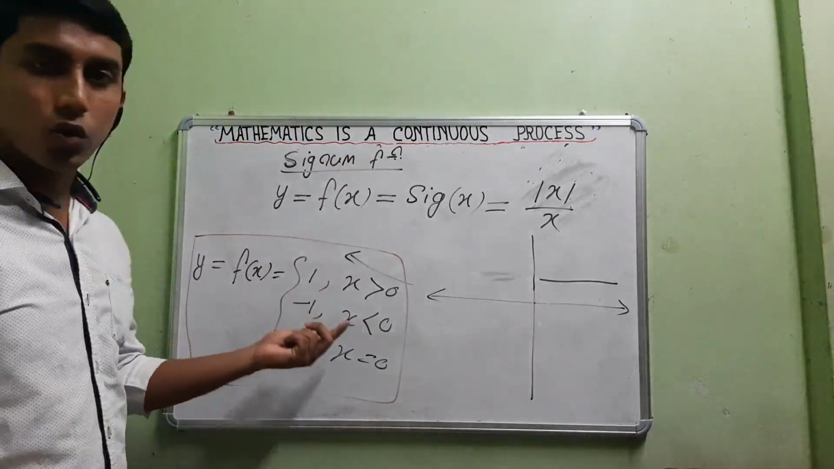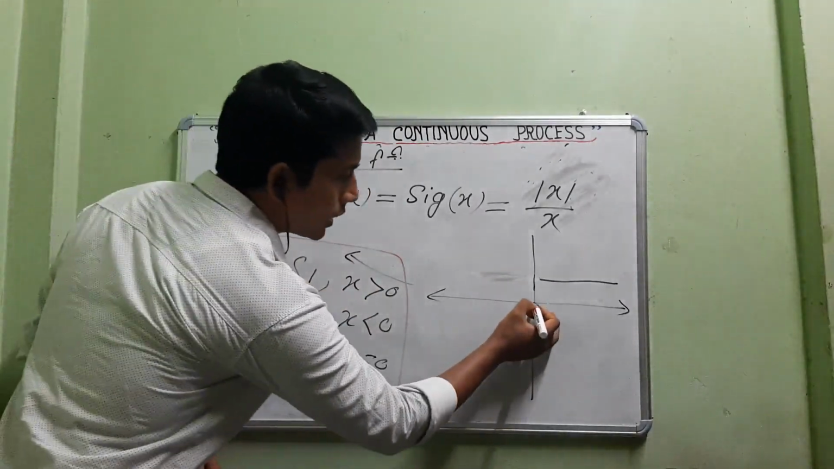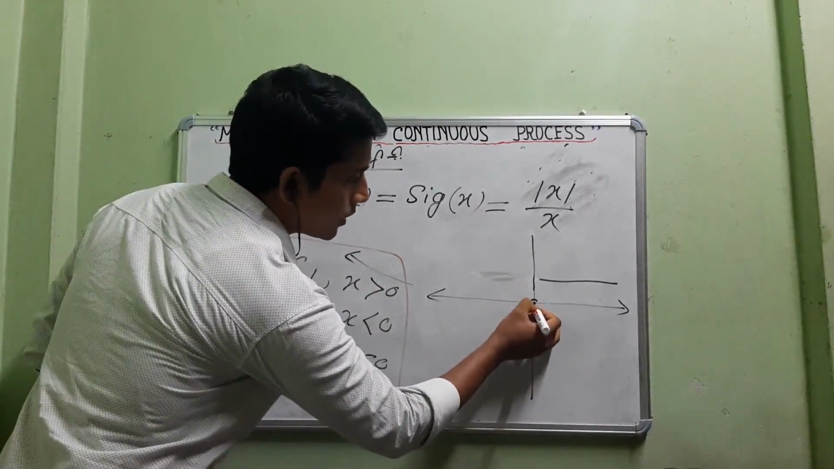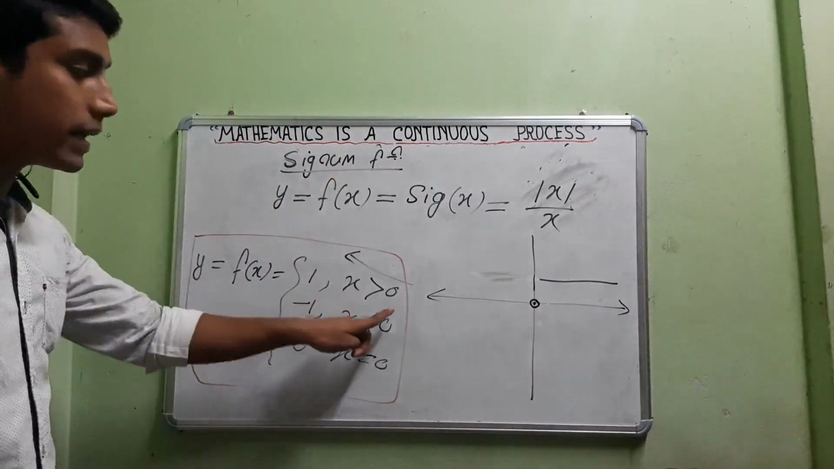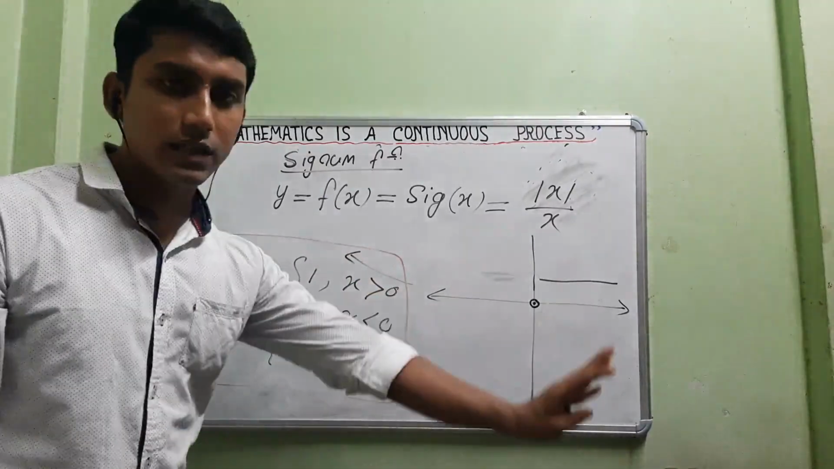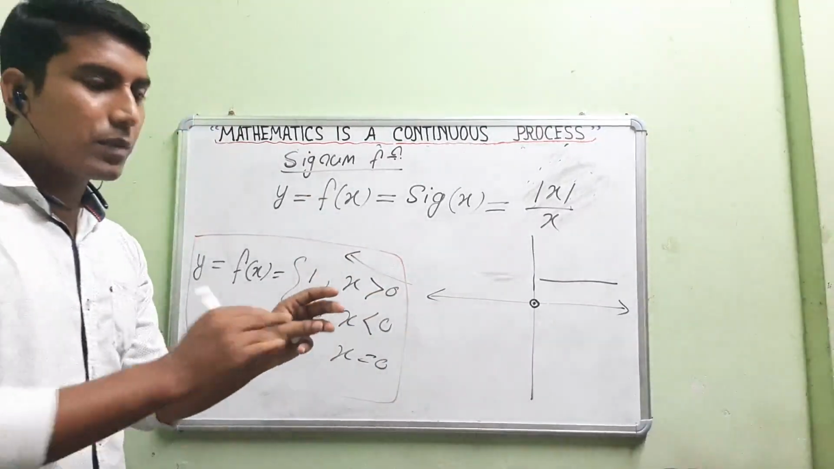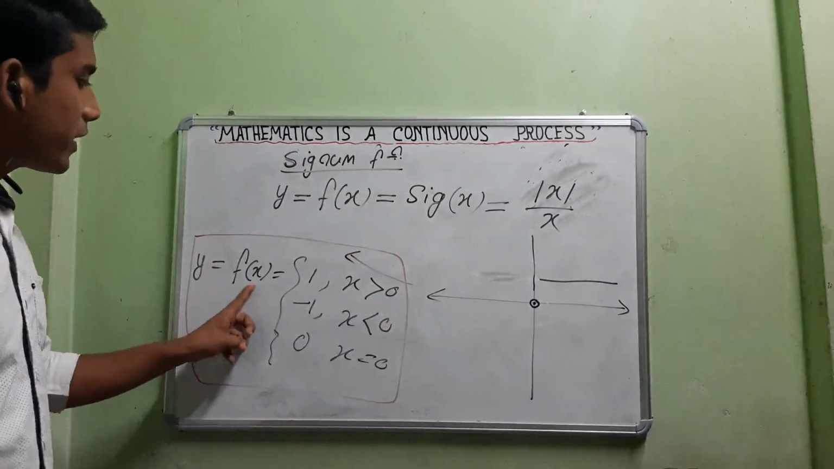Y equal to what, we don't know. Here we don't know. Here we know. At x equal to 0, y is 0 only. That means this is the point. At x equal to 0, y is 0. But at x greater than 0, that means after 0, I am not telling 1. It may be 0.00001 also. If x is greater than 0, f(x) will be 1.